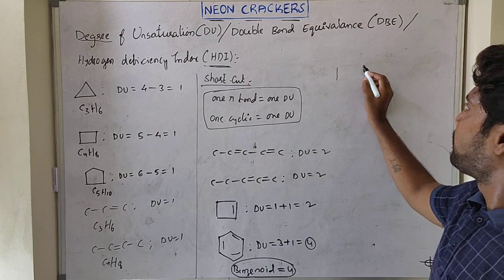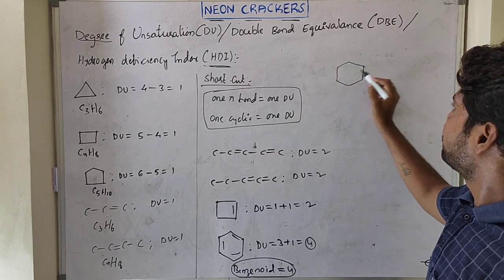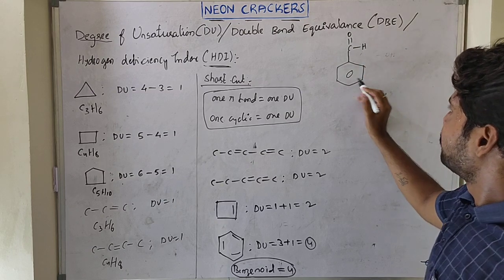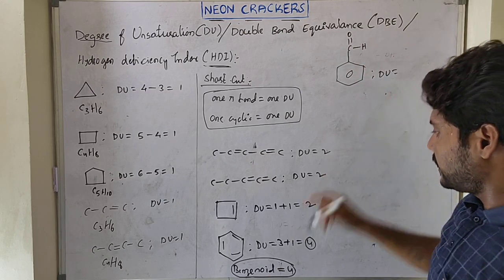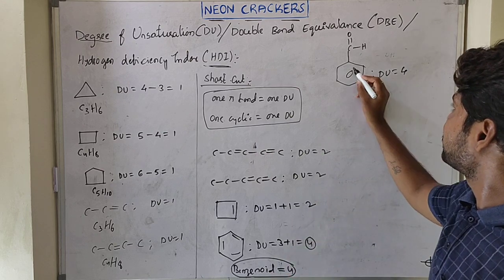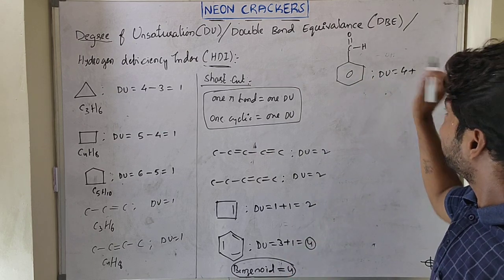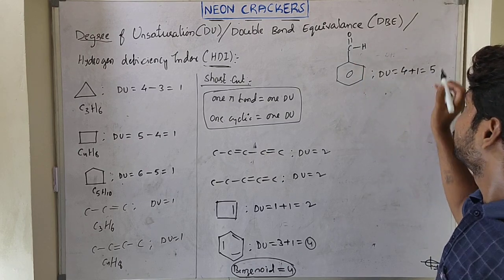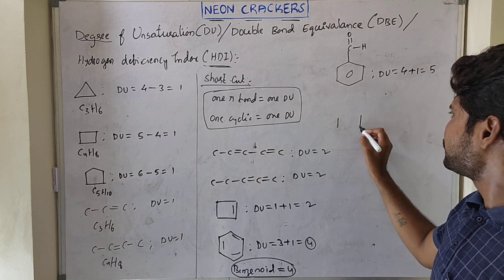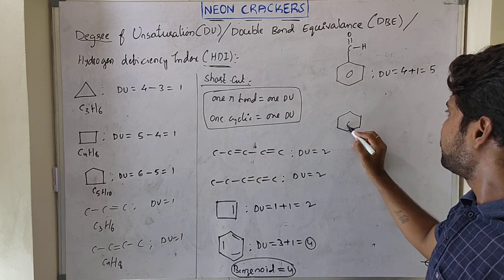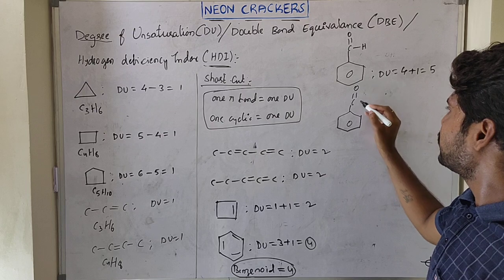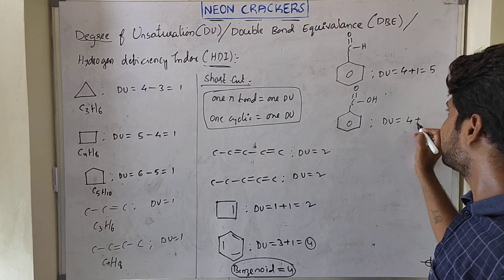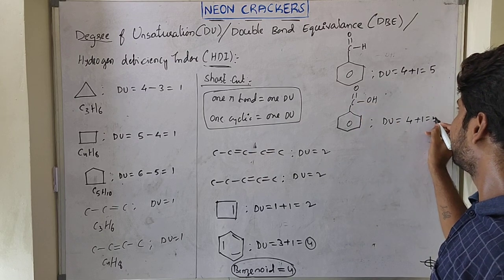Now if you take benzaldehyde, this is the benzene ring, with C double bond O. For the benzene ring, what is the DU? Benzenoid aromatic compound, DU is 4 because 3 pi bonds plus 1 cyclic. And apart from this, 1 sp2 carbon or 1 pi bond is there. So 1 pi, what is the DU? 5. And if you take benzoic acid, C double bond O, here also what is the DU? For benzenoid 4, plus from here 1 pi bond, it is 5.